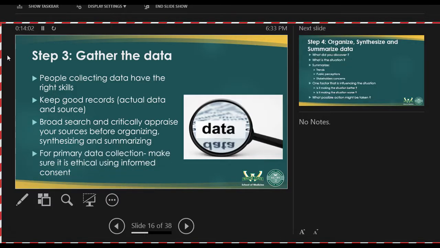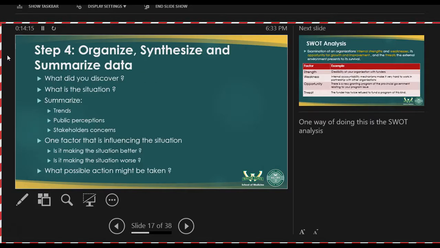And for primary data collection, make sure it's ethical using informed consent. That's a big thing with research. Any research that you do, if it's primary data, that means you have got data from a patient directly, make sure that you have informed consent from the patient. So the next step is organize, synthesize, and summarize the data.